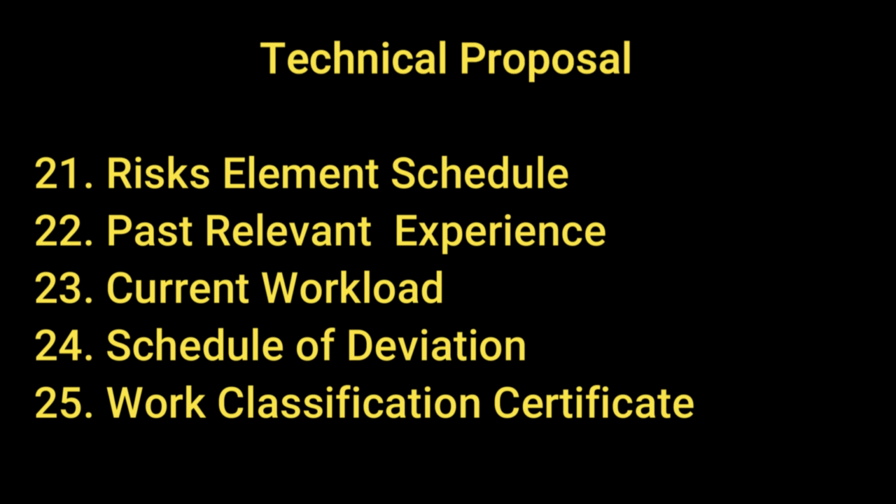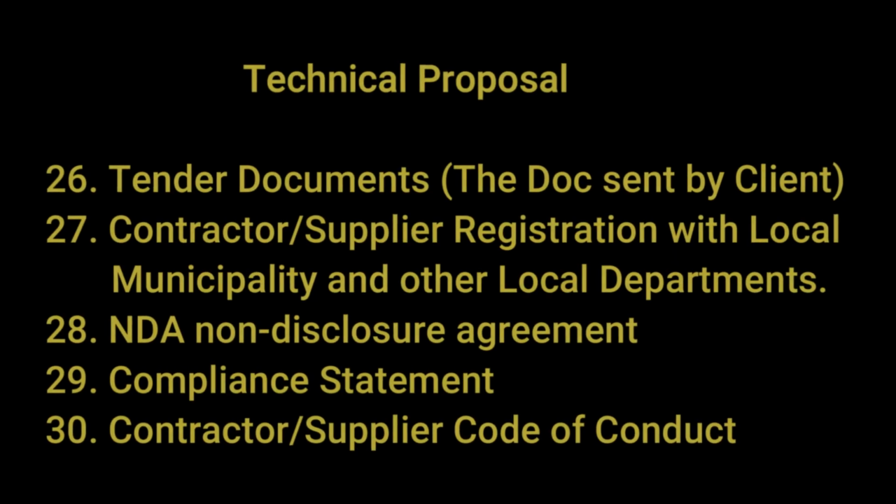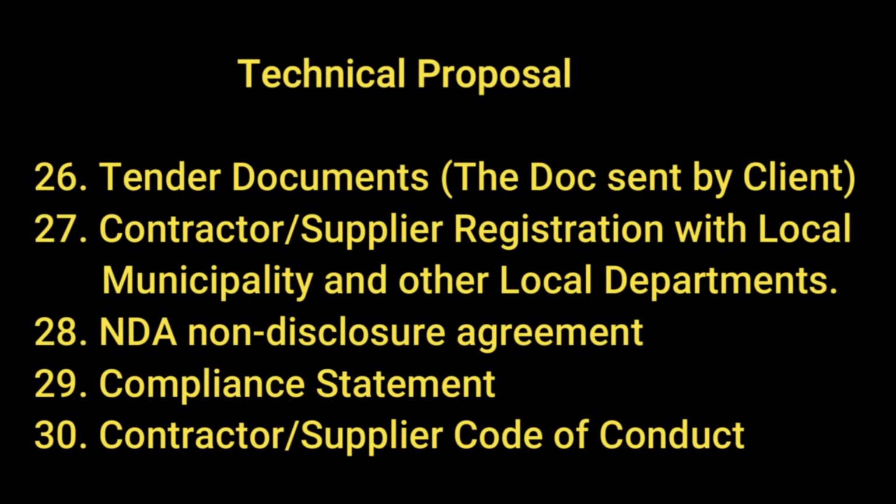Next is work classification certificate. This is a certificate regarding the project work. The contractor should be classified for that specific work. Next, standard documents. The contractor has to stamp and return the documents which he received from the client. Next is contractor or supplier registration with local municipality or other departments. It is required to submit a proof of registration with local bodies.